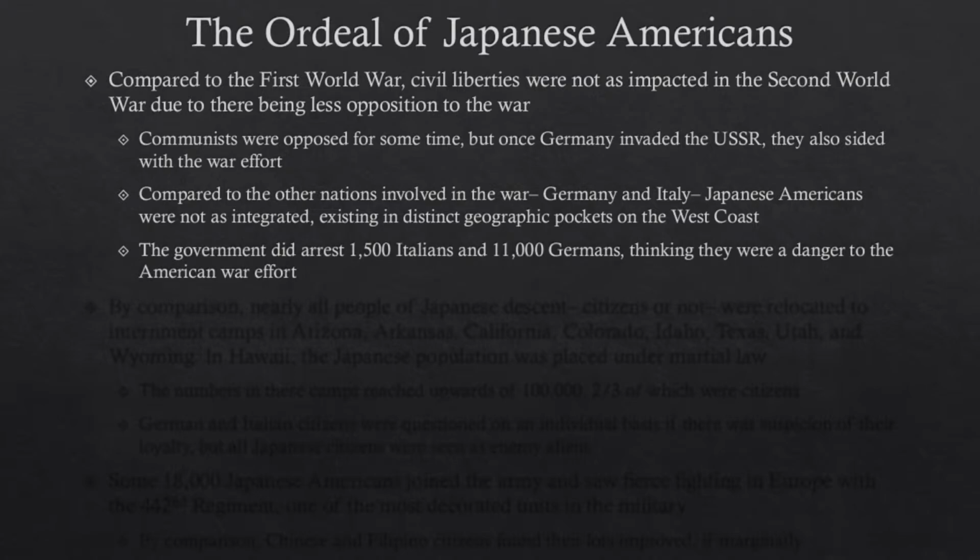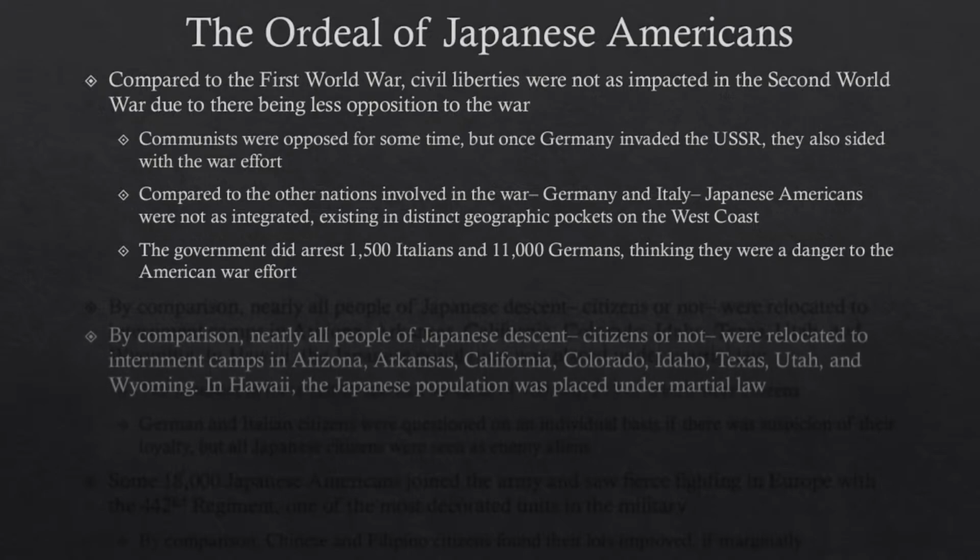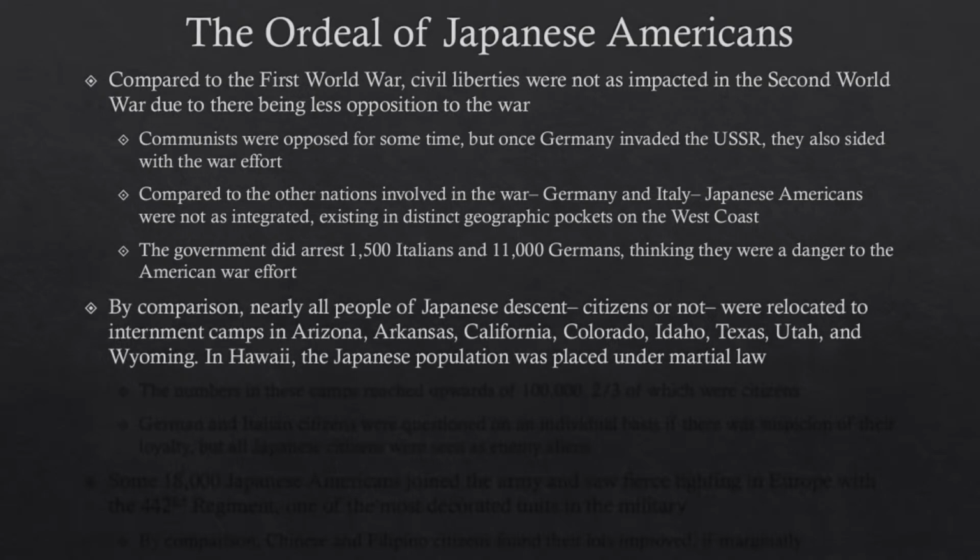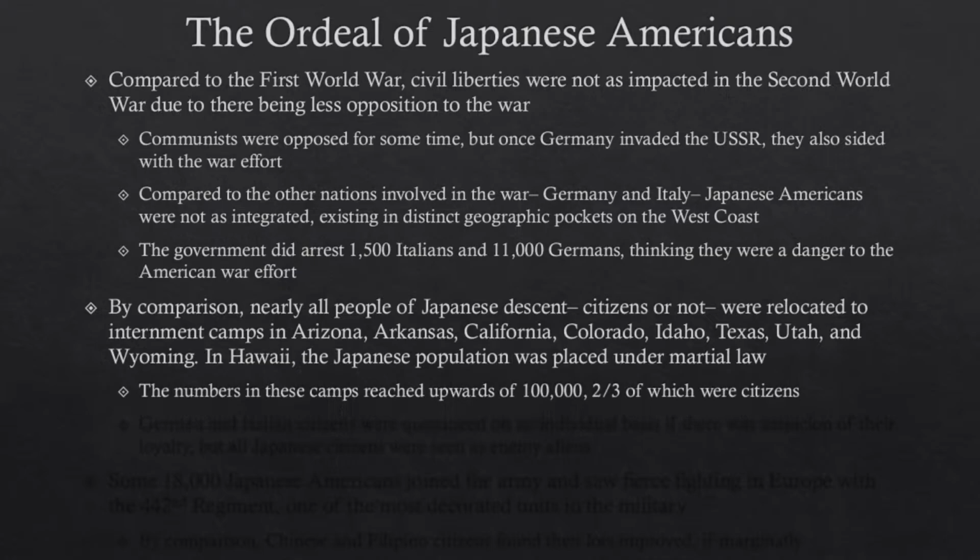1,500 Italians and 11,000 Germans were arrested. We'll talk about that in just a minute. However, nearly everyone in America of Japanese descent, whether they were citizens or not, were arrested and sent to internment camps. That's a nice way of saying concentration camps, because they were concentrated into small groups in Arizona, Arkansas, California, Colorado, etc. And in Hawaii, which had a large Japanese population, the entire population was put under martial law. Numbers in these camps reached about 100,000, two-thirds of which were citizens.